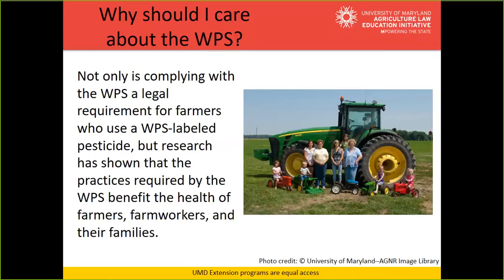And I want to jump right into why you should care. Because when we say worker protection standard, that sounds a little dry and distant and legal, and it is important from a legal perspective. This is a federal law that you're required to be in compliance with as a farmer if you have employees, and if you're using pesticides that have a label that mentions the worker protection standard, and I'll point out in a couple slides where that shows up.